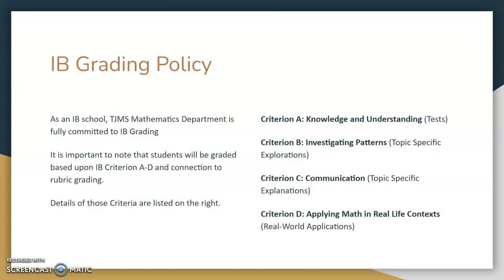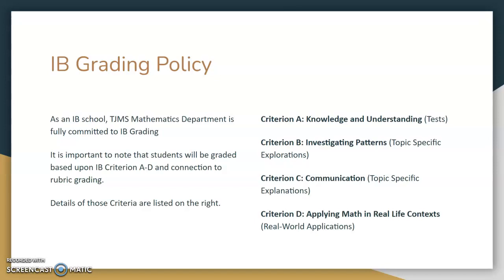We use the IB grading policy at TJ. Students should be familiar with this by now. The 4 different criteria are A, B, C, and D. A, knowledge and understanding, that's really a traditional test.